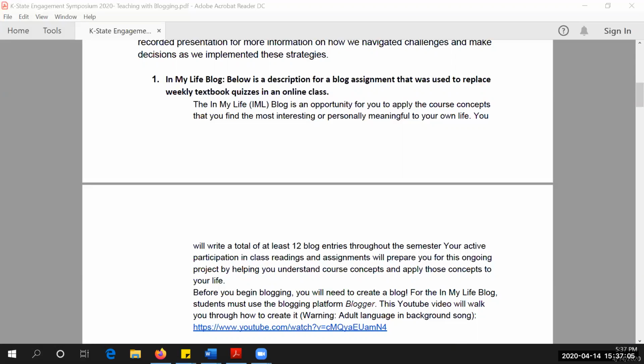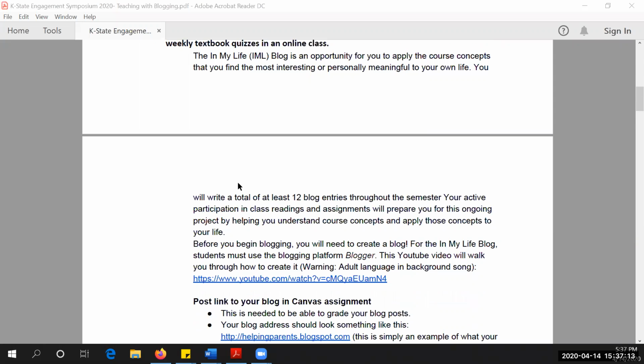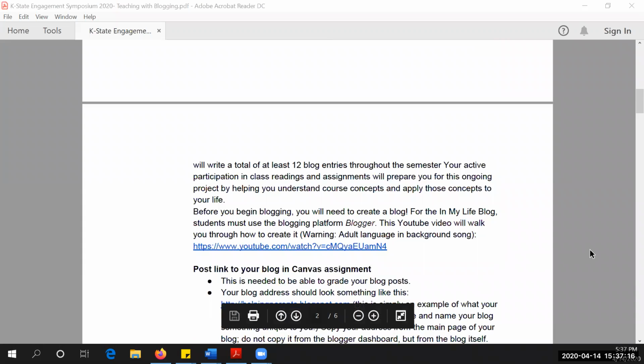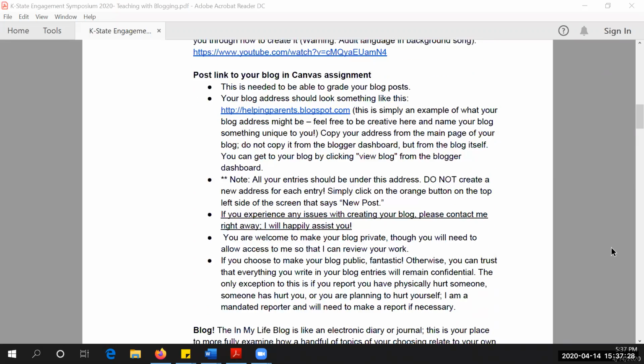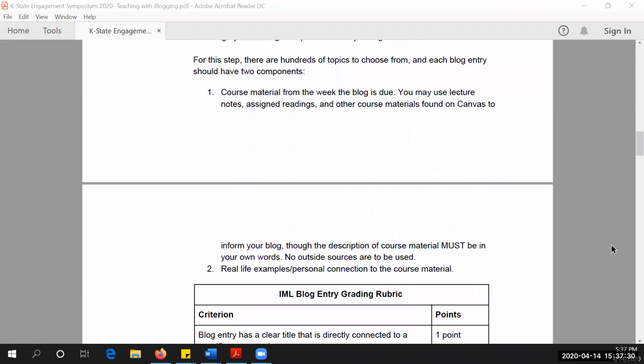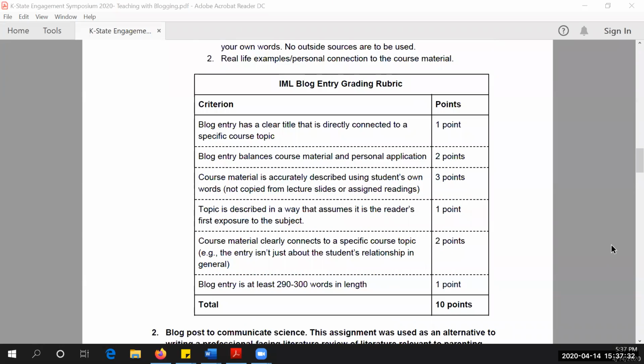What this meant is that they were reading the textbook, and along with reading the textbook, they were asked to create a blog. If we scroll down here, we use Blogger as our platform, and so we've got some information there on how to even use Blogger and what that means. Blogger does not have to be the platform that you use if you choose to use this assignment. However, it was very useful for my class. Okay, so let me scroll down here to the rubric.